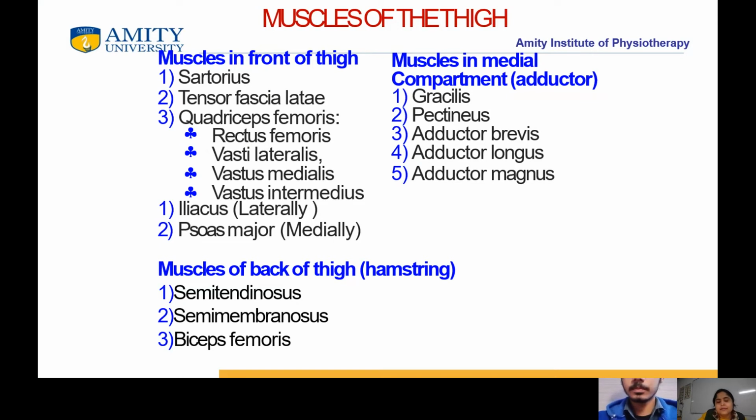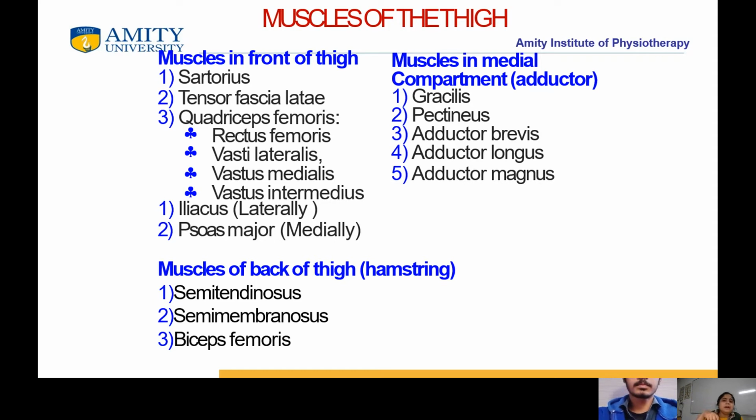In the thigh, we divide the muscles into anterior compartment or front of the thigh, posterior compartment, back of the thigh, and middle compartment or the adductors. So in the front of the thigh, we have sartorius, tensor fascia lata, quadriceps femoris. In quadriceps femoris, we have 4 muscles by the name of rectus femoris, vastus lateralis, vastus medialis and vastus intermedius. Then we have iliacus, which is more lateral onto the thigh, and psoas major, which is medial. But both of them, iliopsoas, help in hip flexion.